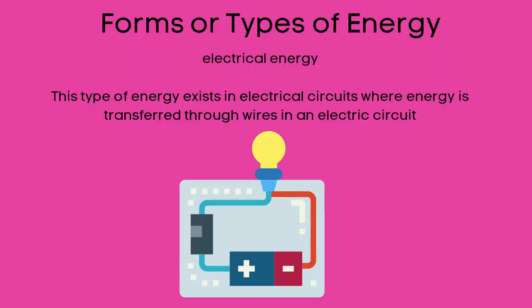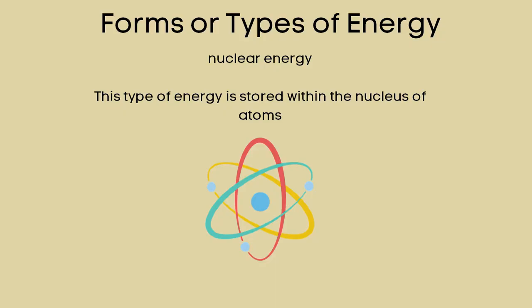Electrical energy. This type of energy exists in electrical circuits where energy is transferred through wires in an electrical circuit. Nuclear energy. This type of energy is stored within the nucleus of atoms.